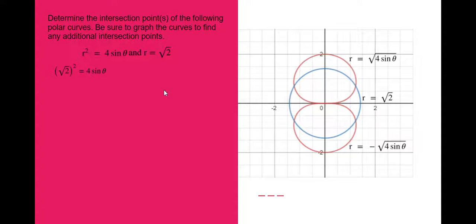So square root of 2 squared equals 4 sine theta. Simplify that, divide by 4, and we'll find sine theta equals 1/2. And theta equals pi/6 and 5pi/6 when the sine of theta equals 1/2.